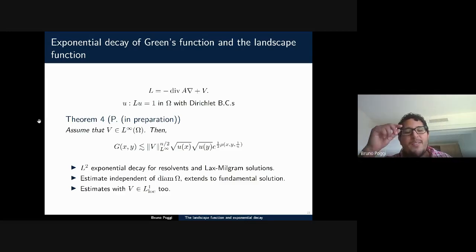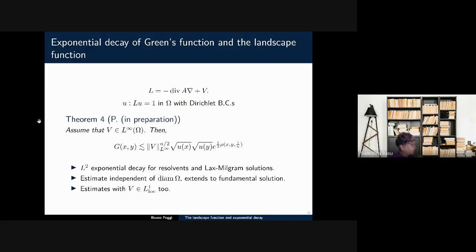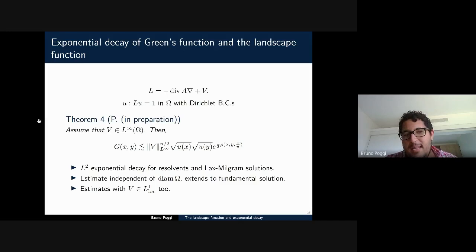I have shown this for V in L infinity, but you can get a similar, a bit more complicated, estimate when V is in L1 log. Except the first will be different because here I'm using explicitly the upper bound on V. You can also get very close to decay estimates for resolvents and Lax-Milgram solutions in this way.